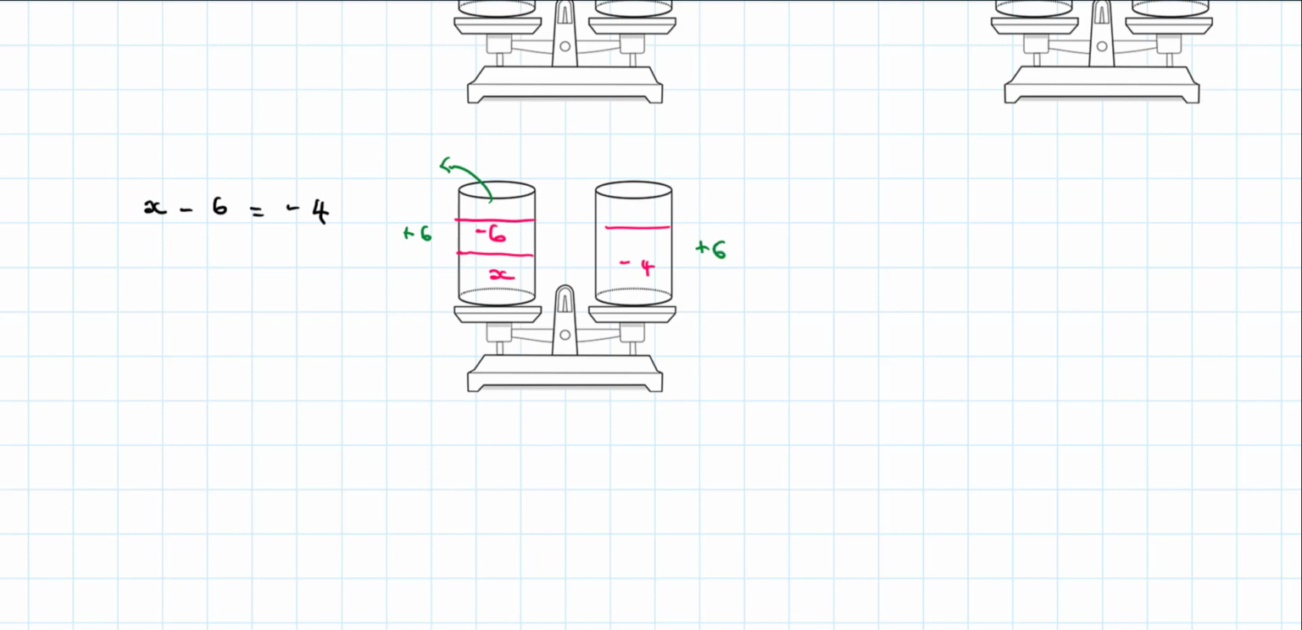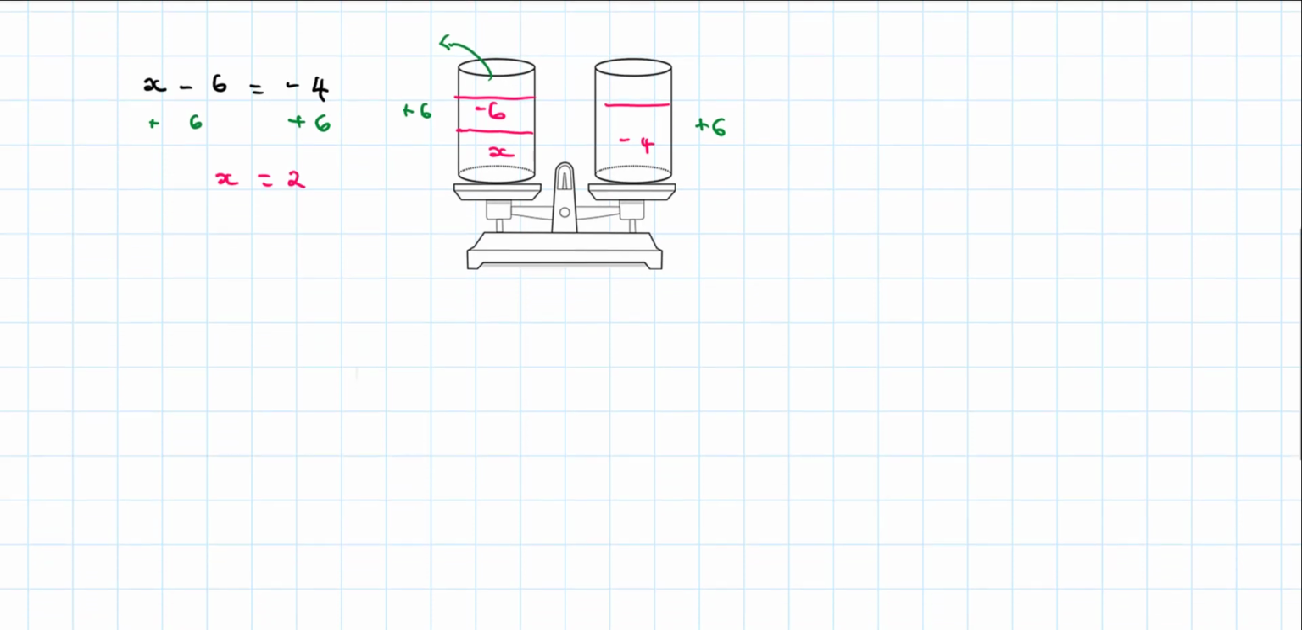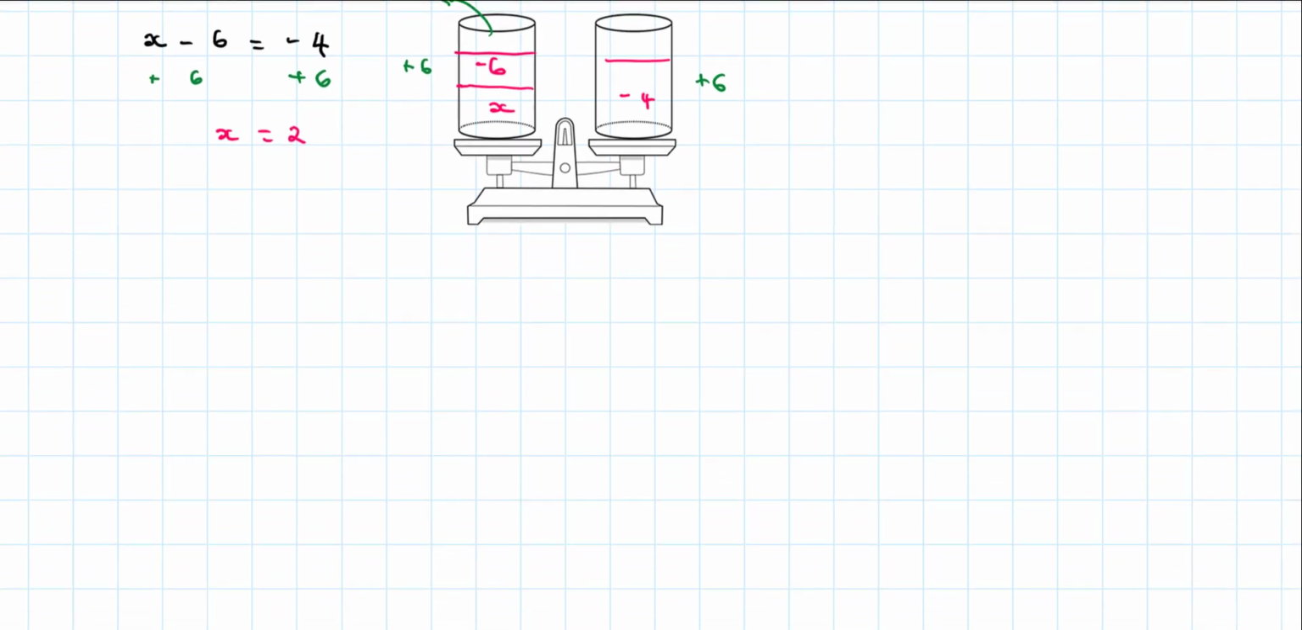And I need to add 6. So the opposite process to minus 6 is plus 6, and I'm left with x equaling negative 4 plus 6, which is 2. So they're referred to as one-step equations, and they are our introduction to equations. Let's now move on to two-step equations.